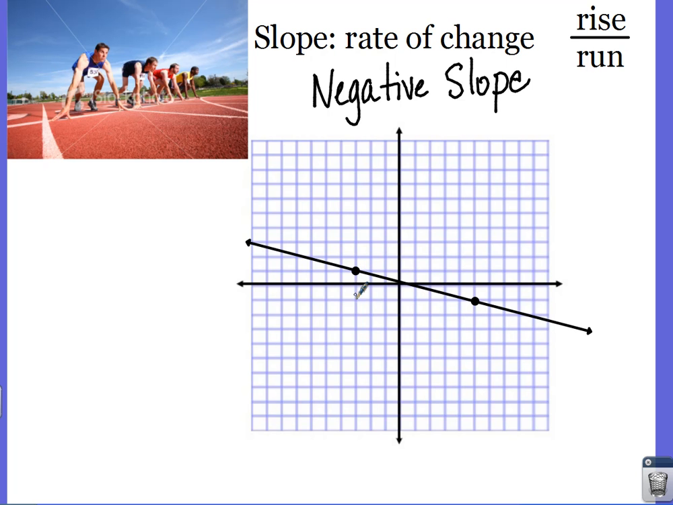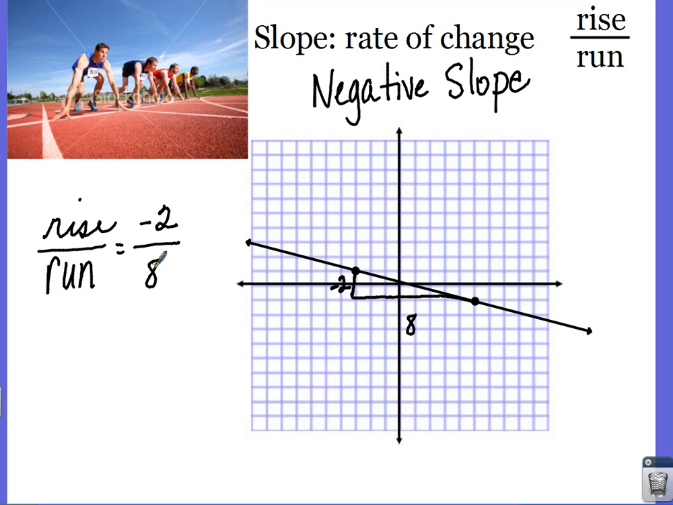And since this time we're matching up with this y value, but we have to go down 1, 2, this one's going to have a rise of -2. And if we go to the right, we go 1, 2, 3, 4, 5, 6, 7, 8. So for this particular line, remember it's going to be rise over run. Our rise is -2, and our run is 8. Since those both are even, again, we can divide them both by 2. So I get -1 over 4.